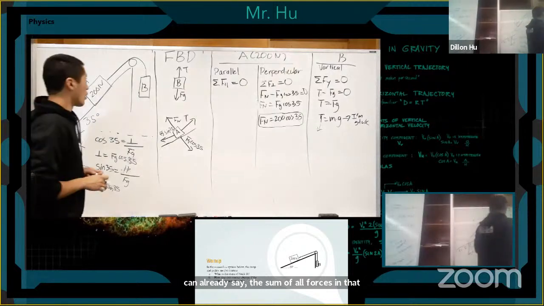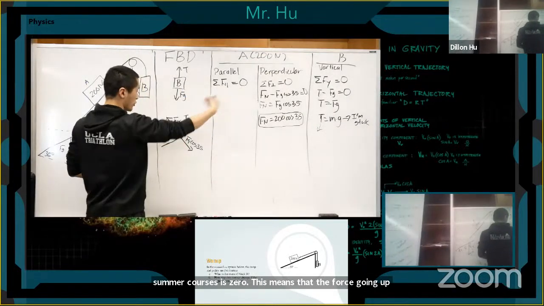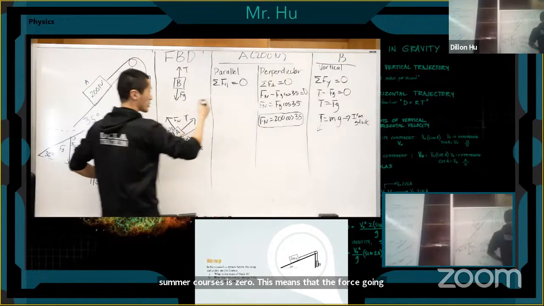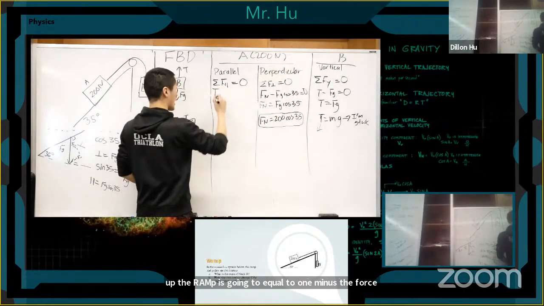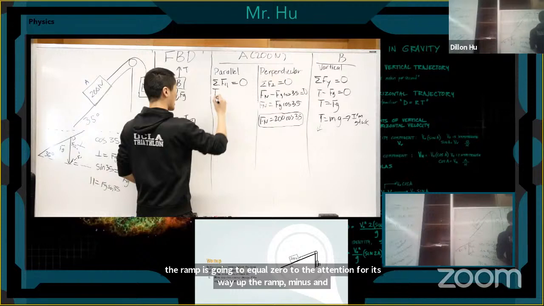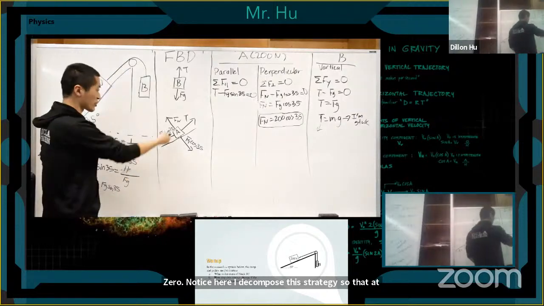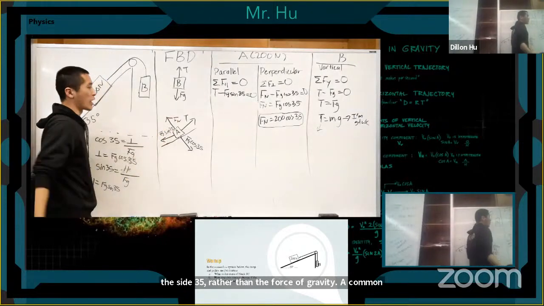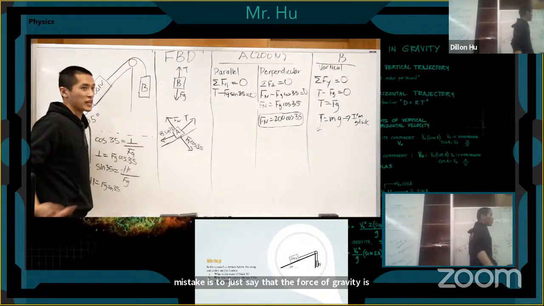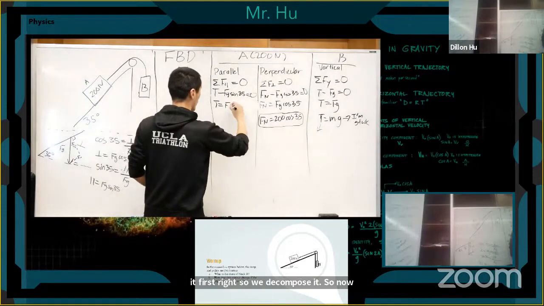Okay, so what do I do now? Since the sum of all forces is 0, the force going up the ramp minus the force going down the ramp is going to equal 0. So the tension force going up the ramp minus the force of gravity going down the ramp is going to equal 0. Notice here I decomposed the gravity so that it's the sine of 35 rather than the full force of gravity. A common mistake is to just say that the force of gravity is going down the ramp. However, that's incorrect. We actually had to decompose it first. So now we have that the force going up the ramp is going to equal the force going down the ramp.